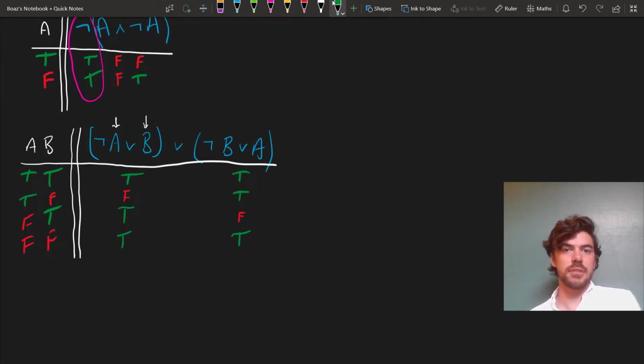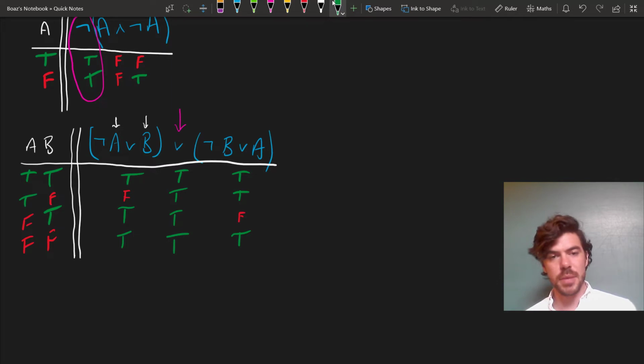Now our main connective here is the OR sign, and lining it up underneath the OR we have T, T, T, T. Here's the intuitive idea. With A and B arranged like this, we have every possible combination of A and B. If every possible combination of A and B still results in true, then the sentence is a tautology. This is why we can use truth tables to show that sentences are tautologies.